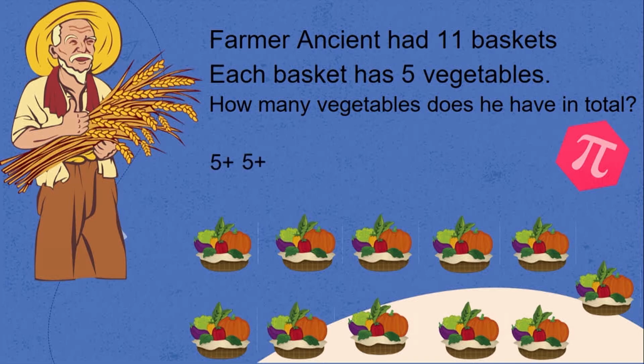So we can go 5 plus 5 plus 5 plus 5 plus 5 plus 5 plus 5, but that's tiring. And we know about multiplication. So if we wanted to simplify this, instead, we can say 5 multiplied by 11 gives us 55. Instead of doing all that addition, multiplication makes it simpler. So let's learn some strategies that can help us multiply better.